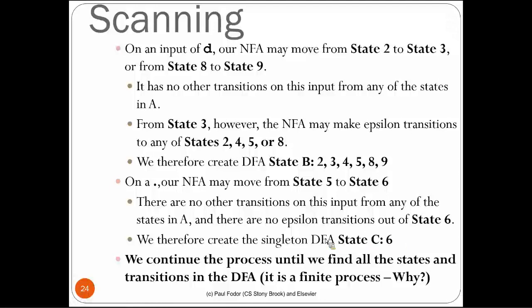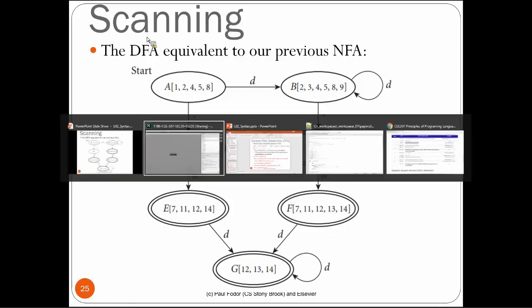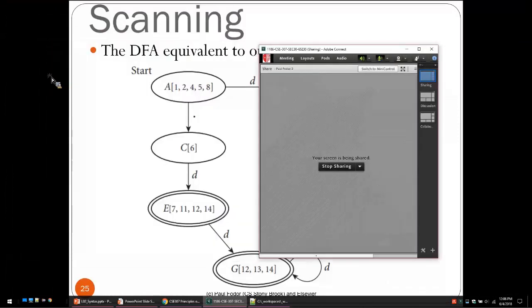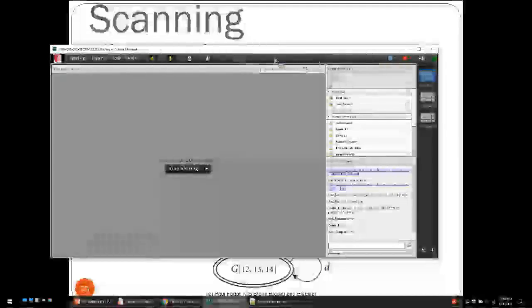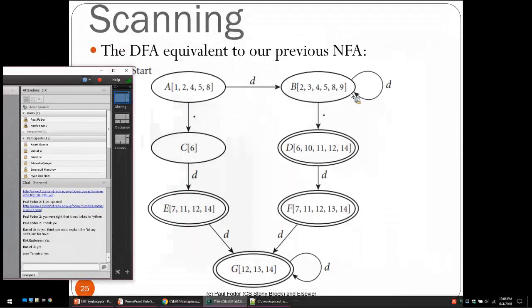And we continue this process until we find all the possible states in the DFA and the transitions in the DFA. And this is a finite process. Why do you think this is a finite process and we can always get from an NFA to a corresponding DFA? Let's see if you can guess. Why can we always do that? Any idea?